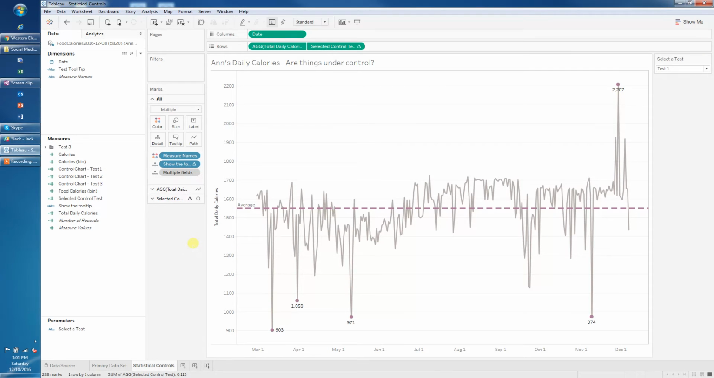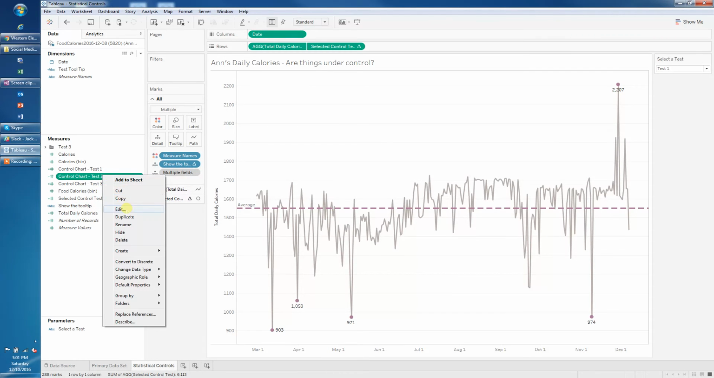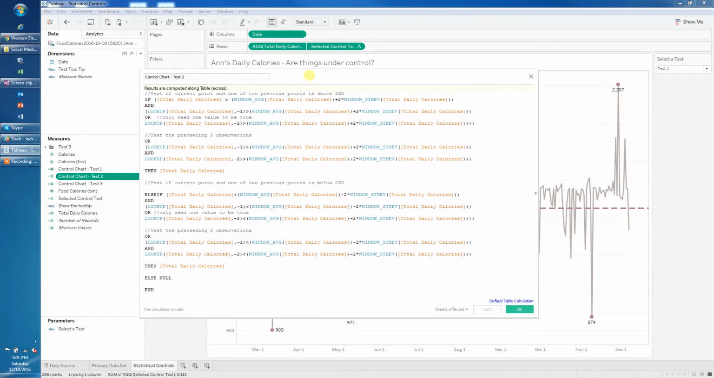Okay, here is what the calculation looks like, and I will tell you that I did bundle this all together for simplicity, but some of you might be kind of concerned with how much text we have going on. I would tell you, feel free to break this up into multiple calculations. If you look at this in more depth, there's really the same set of logic repeated twice. At the top here, we're testing if the current point and one of the two previous points is above that 2 SD, and then we have the below, because the key to this was it needs to be on the same side of the center line so that it really does matter if it's plus or minus the 2 SD.